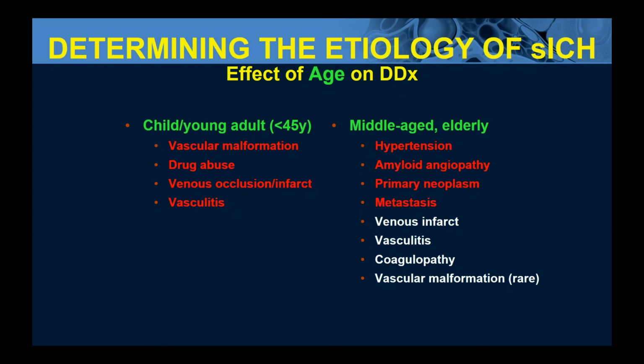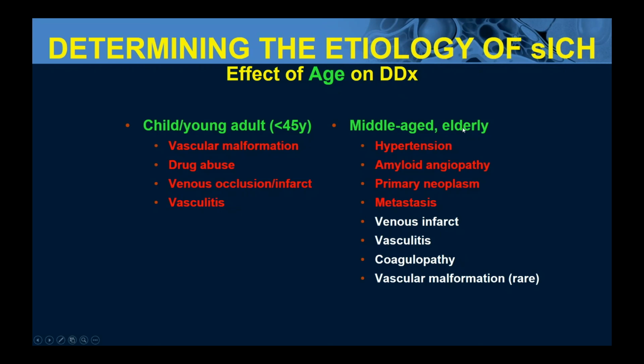If you've got a spontaneous brain bleed in a child or a young adult, you think 4 things: vascular malformation, drug abuse, venous occlusion or infarct, which is a relatively rare form of stroke except in Utah. Why? Because we live at high altitude and it's dry in the summer and we get dehydrated. So venous thrombi are much more common here than they are at sea level, and vasculitis.